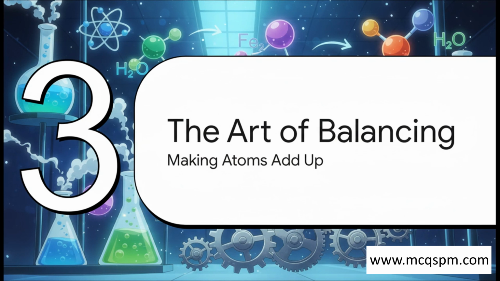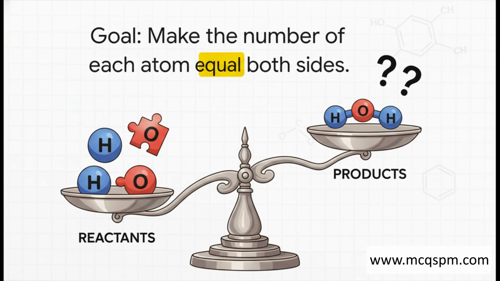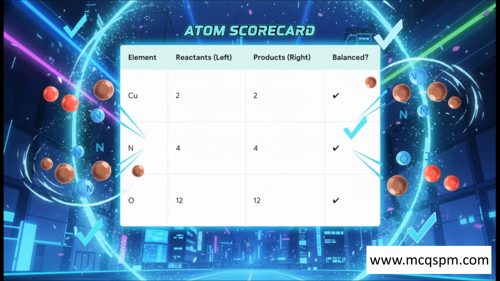Okay, next up is a skill that honestly feels like a superpower once you nail it: balancing chemical equations. Think of it like a perfectly balanced scale. You can't just have atoms appearing out of nowhere or disappearing into thin air. That's a fundamental law of the universe. So whatever atoms you start with on the left side, you have to end up with the exact same number on the right.